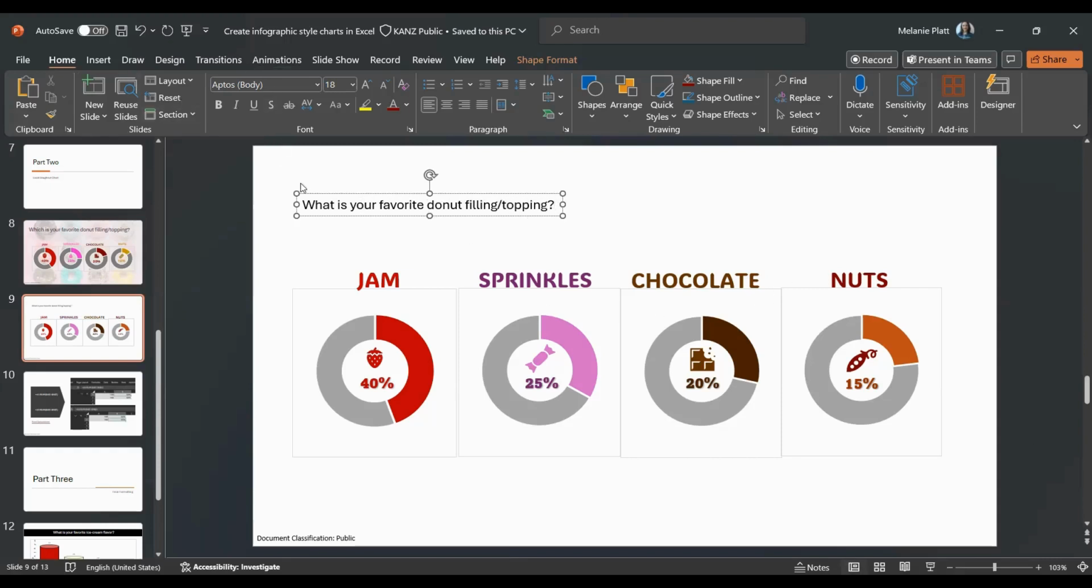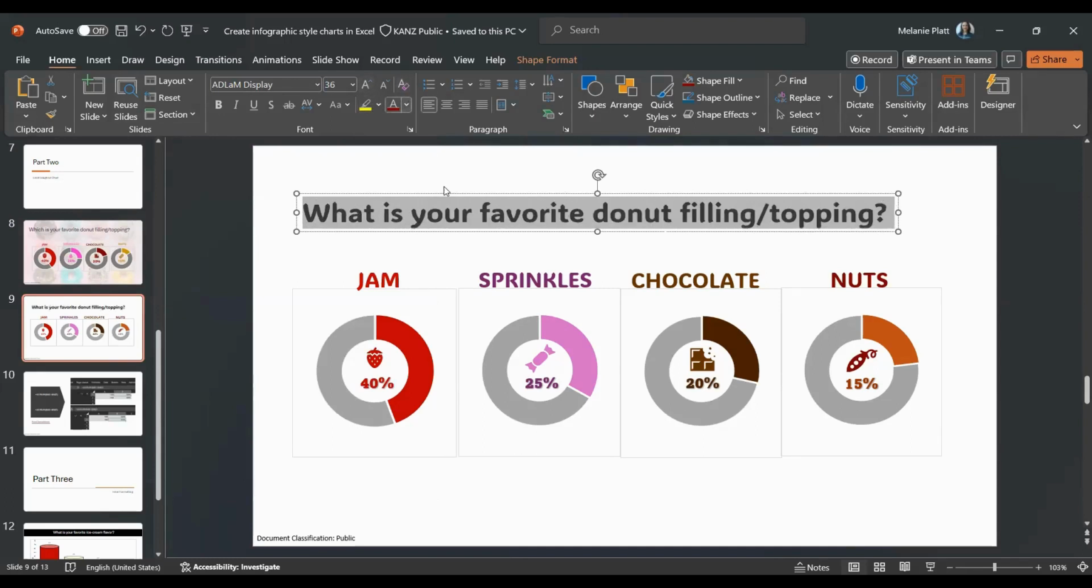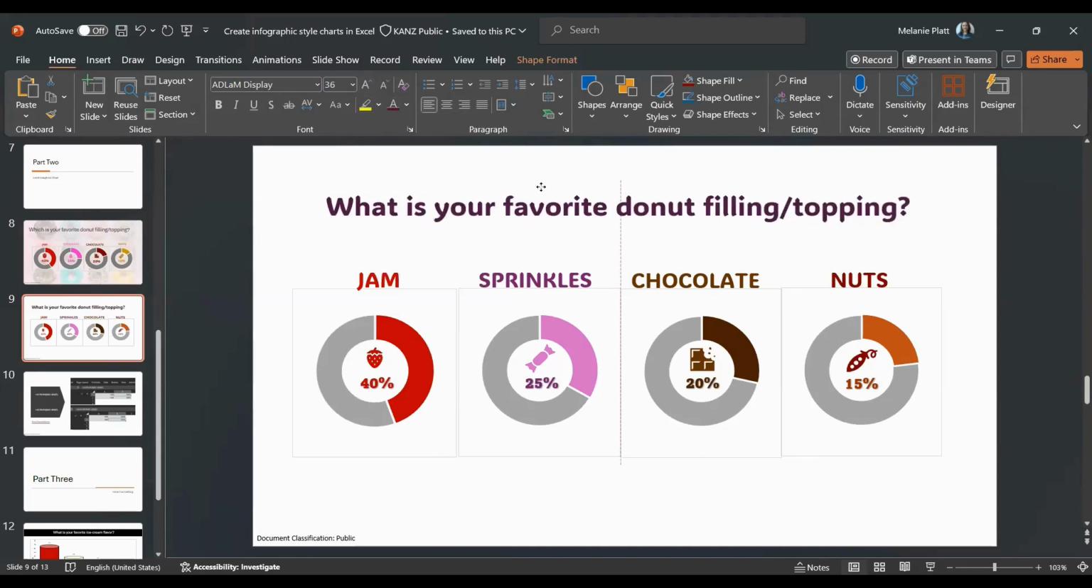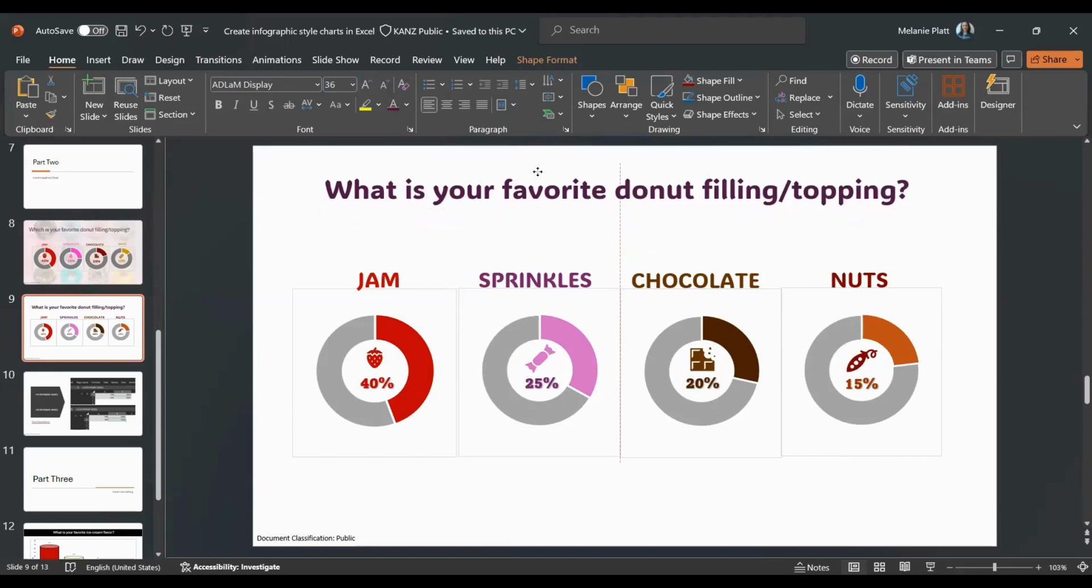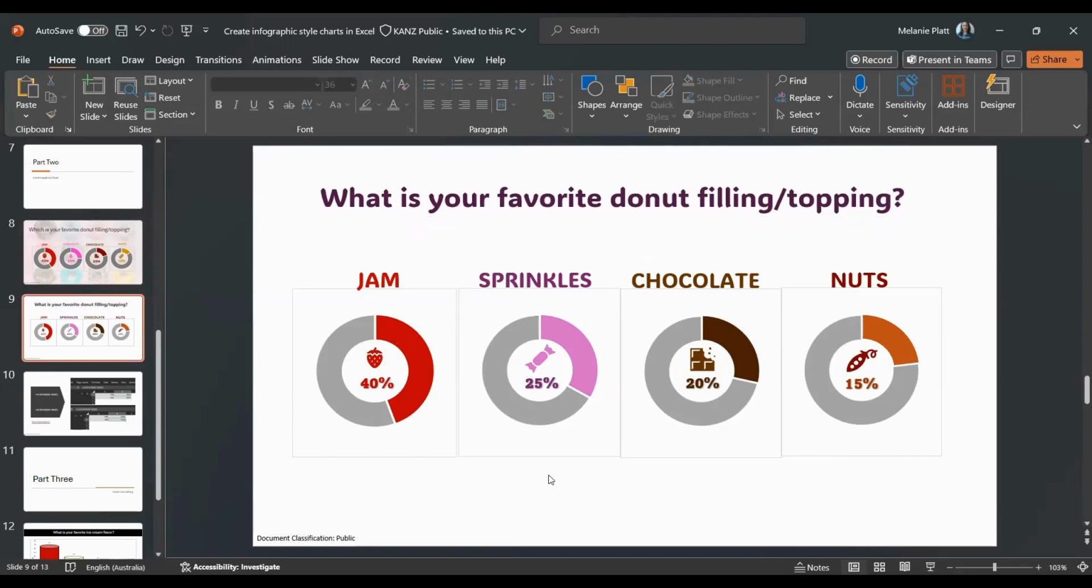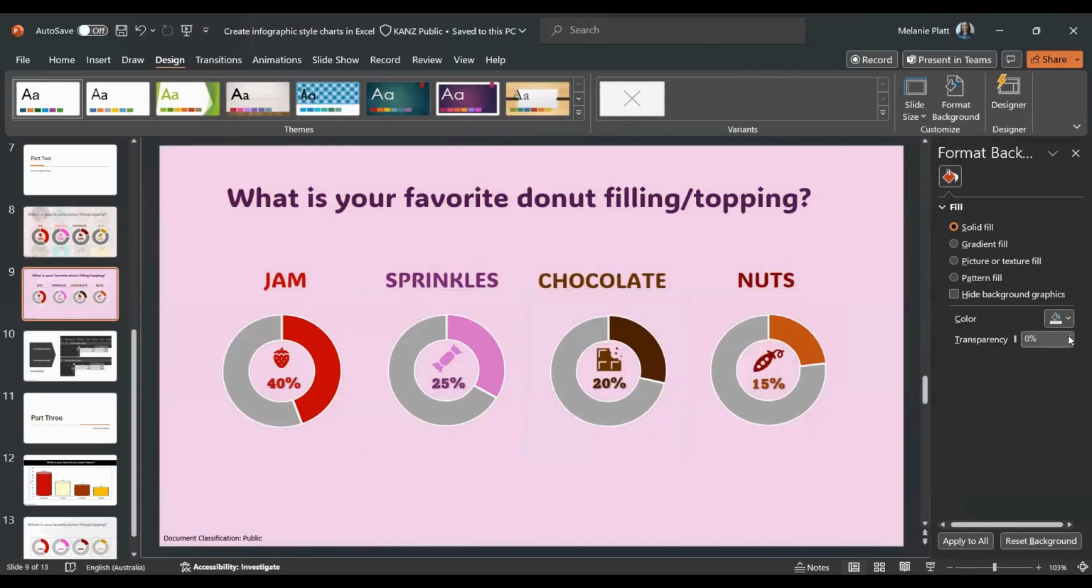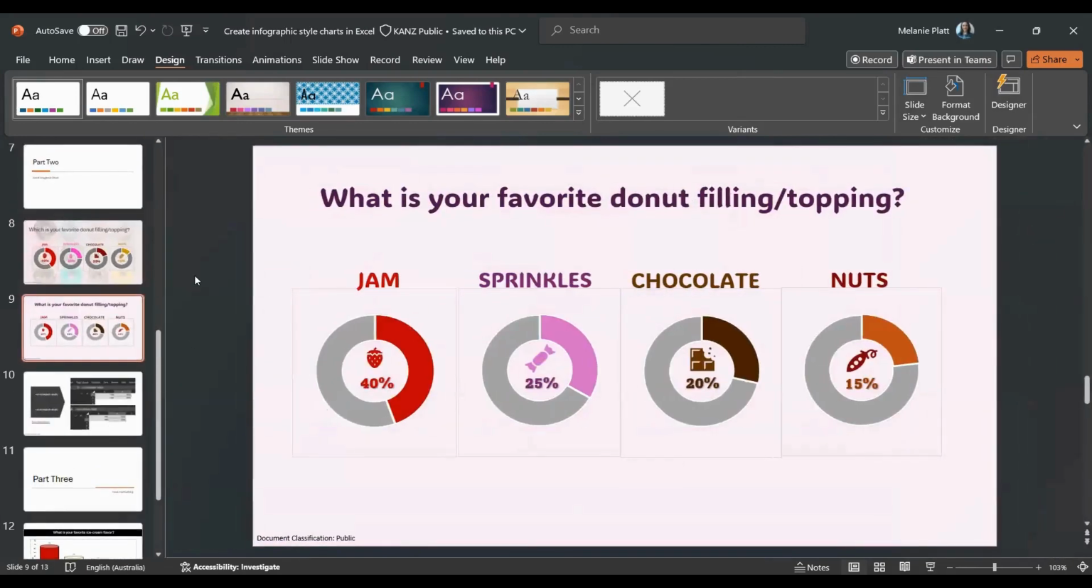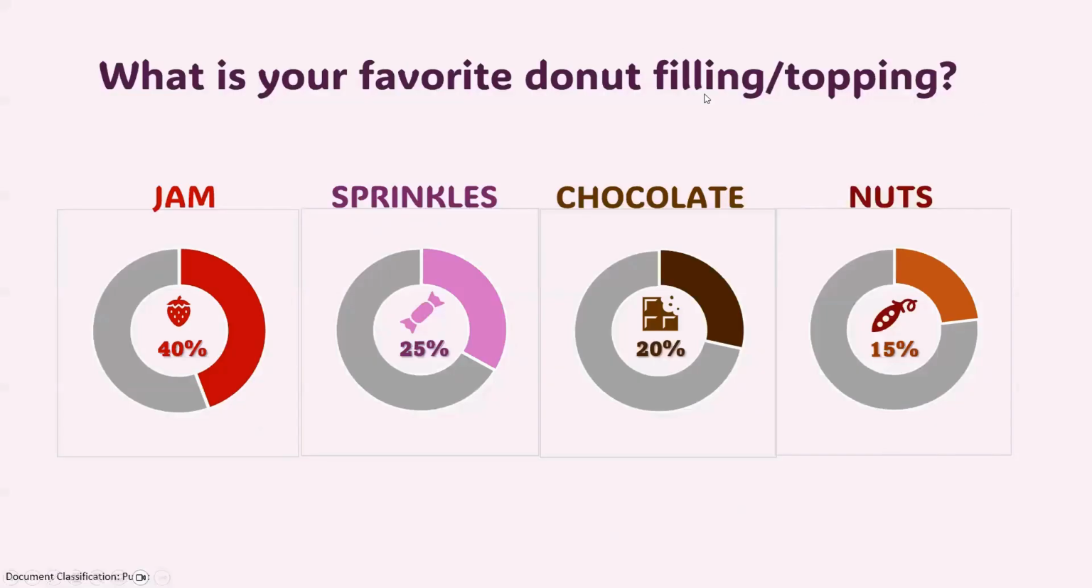Okay, I'll format that so it matches the other text. That's the one I used, make it a bit bigger. Make it that color. Okay, last thing I'm going to do is change the color. I'm going to make that a bit more transparent though, so it's a bit lighter. Okay, there we go. So, a bit more challenging, doing the donuts, a bit more of a process, but that looks really, really good. I'm really happy with that.